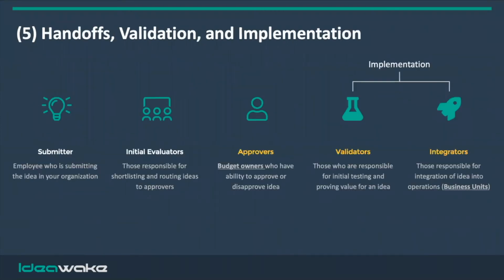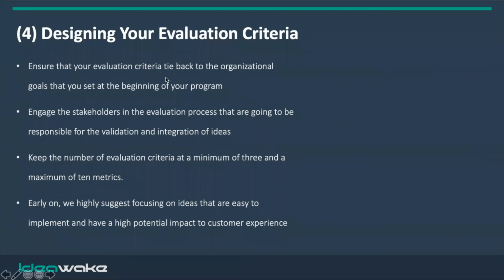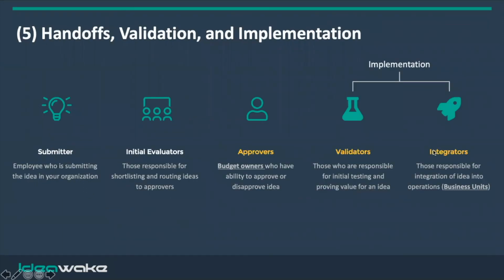Going into handoffs, validation, and implementation, like I said, we were going to come back to the stakeholders and understanding those different stakeholders. Once again, we want to make sure that we have alignment between approvers, validators, and integrators. What that means is that if there is a differential between the approver, the validator, and the integrator, you want to make sure that all three of those parties are present when we go into our evaluation. So point number 1 here, once again, ensuring that your evaluation criteria tie back to the goals. You want to make sure that you have all three of these individuals' goals set when you're doing the evaluation, and that all three of them are bought in to the ideas that are ultimately selected for testing and implementation.